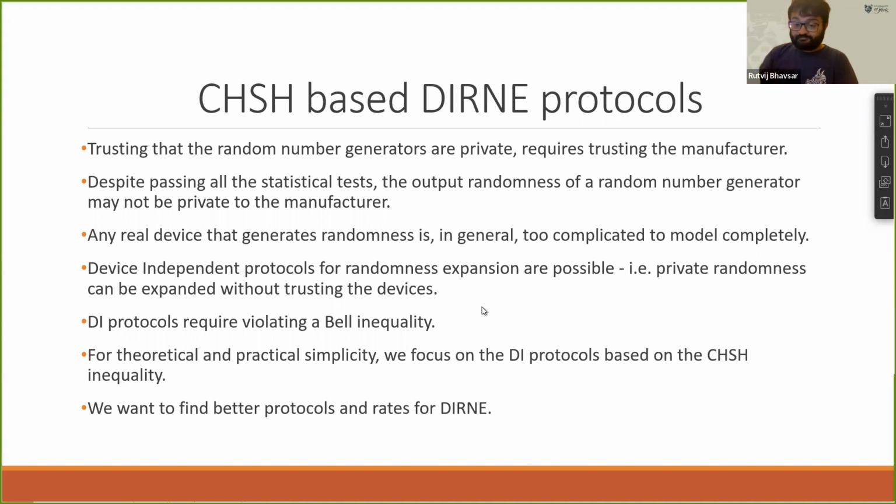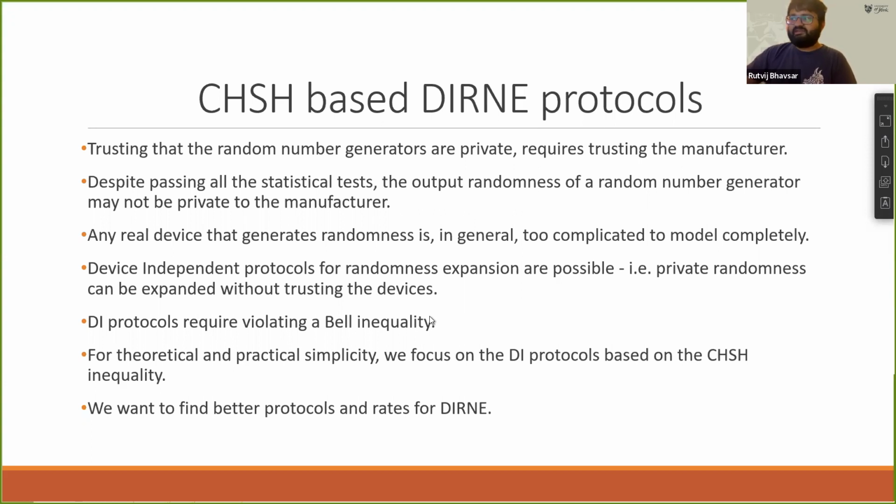In our work, we look at device-independent protocols of randomness expansion. The objective is to perform randomness expansion without trusting the inner workings of the devices. Instead, to certify randomness, the protocol requires performing a Bell test. Now, for concerns that stem from experimental implementation as well as theoretical simplicity, we choose to focus only on the simplest non-trivial Bell test called the CHSH test.